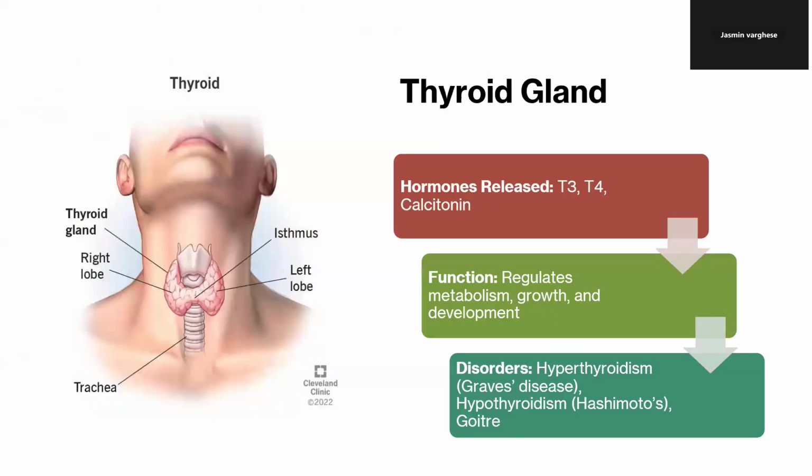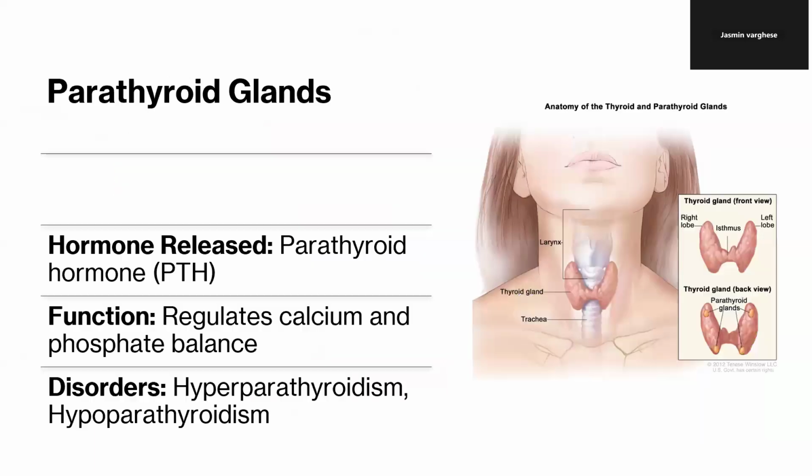Then the next gland is the thyroid gland. The thyroid gland releases thyroid hormones T3, T4, and one more hormone called calcitonin. The major function is to regulate metabolism, growth and development. The disorders are hyperthyroidism and hypothyroidism. Hyperthyroidism means increased hormone production; hypo means decreased hormone production. This disease will be discussed in detail in the next class.